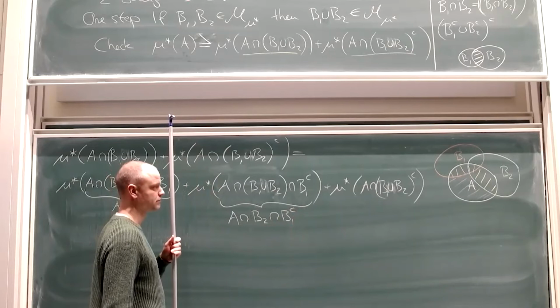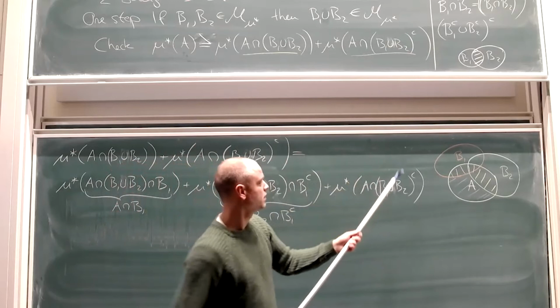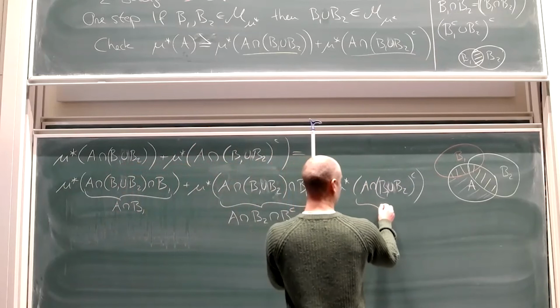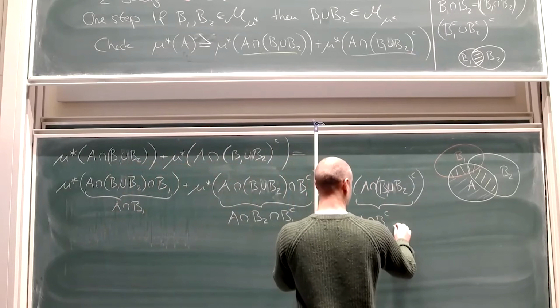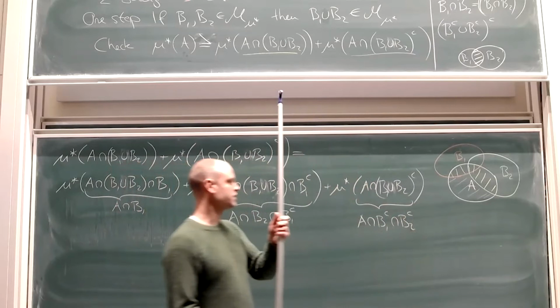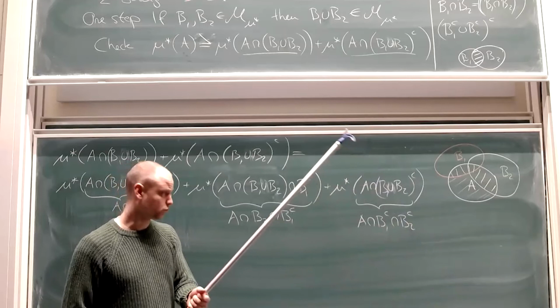And now we use again one of those computational rules like this one to split, well, we actually use that computational rule to split this one up. This is A intersect B1 complement intersect B2 complement. And sometimes parentheses here are important, but sometimes not. If you only have a bunch of intersections, it doesn't matter in which order you take them, right? So I just throw away the parentheses there.